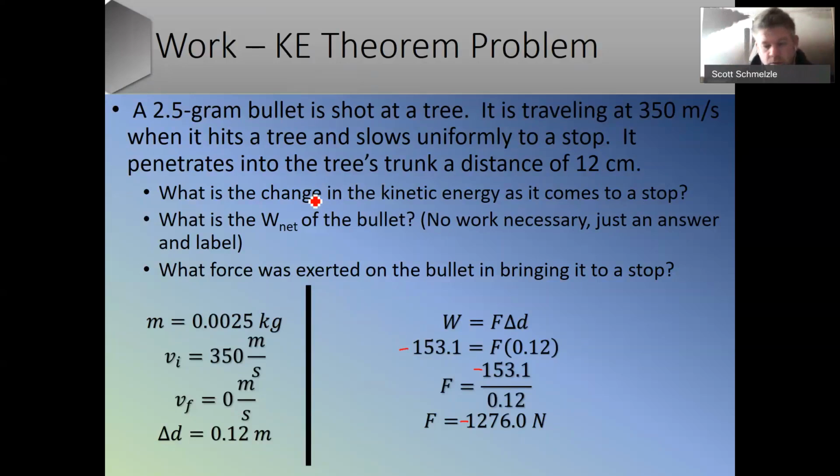So we take our 153.1 equals our force times that 12 centimeters in meters. Divide 153.1 by 0.12, and the force should be negative 1,276. Again, it's acting against that bullet, trying to slow it down and eventually stop it. So that's kind of it for that one.